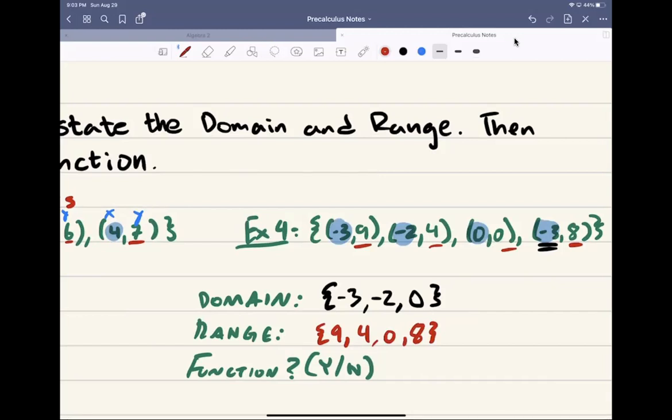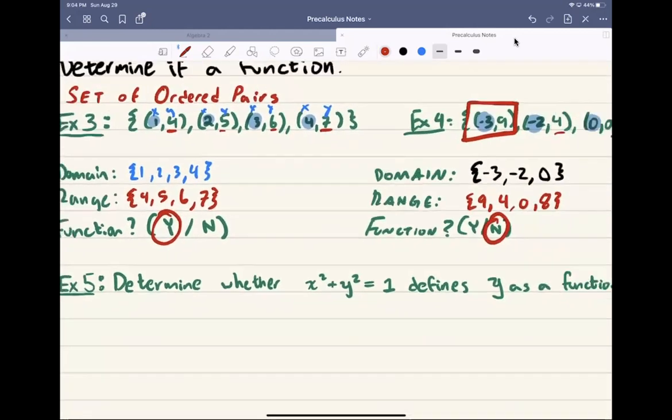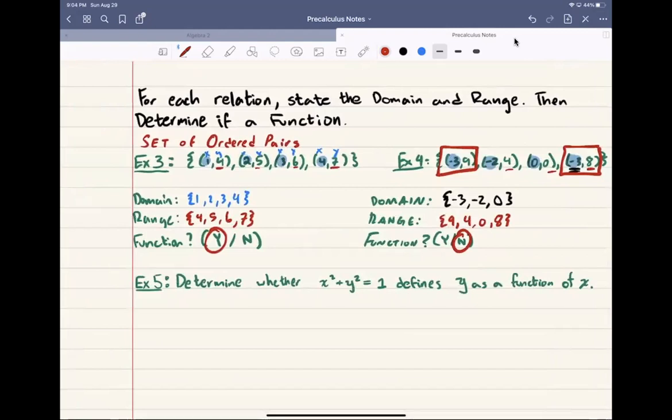Okay. Now, one thing I want you guys to notice is we have -3, 9 and -3, 8. So this is the same X giving you two different outputs right here. This X is giving you a 9 for Y, and -3 is giving you an 8 for Y. That automatically tells us that our input is having two outputs, and therefore that tells us that it is not a function. Okay. And yeah, that's pretty much it. This is how we determine whether or not a set is a function. Okay. Let's go ahead and move on. And then there's one more example, and then we're done for this half of the lesson.